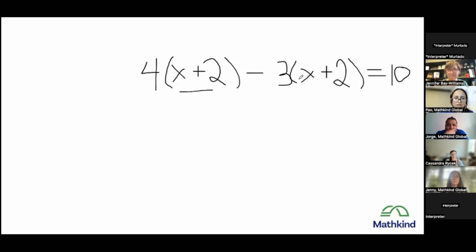These terms match. So I have an opportunity to do 4 minus 3. I can go ahead and subtract as my first move. And that would give me simply x plus 2 equals 10. And then I can just look at x and say, it's 8. And that's another decision. Do I need to do another move?